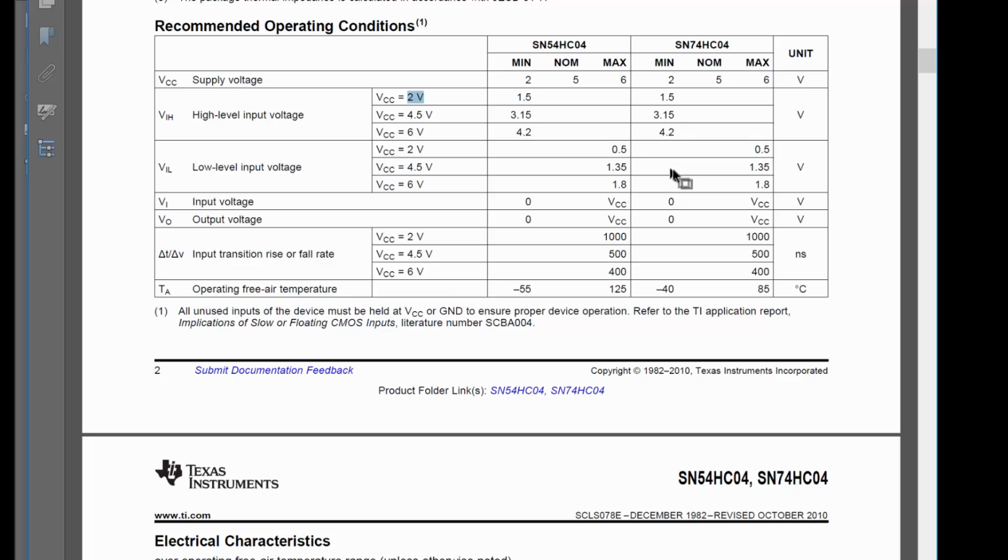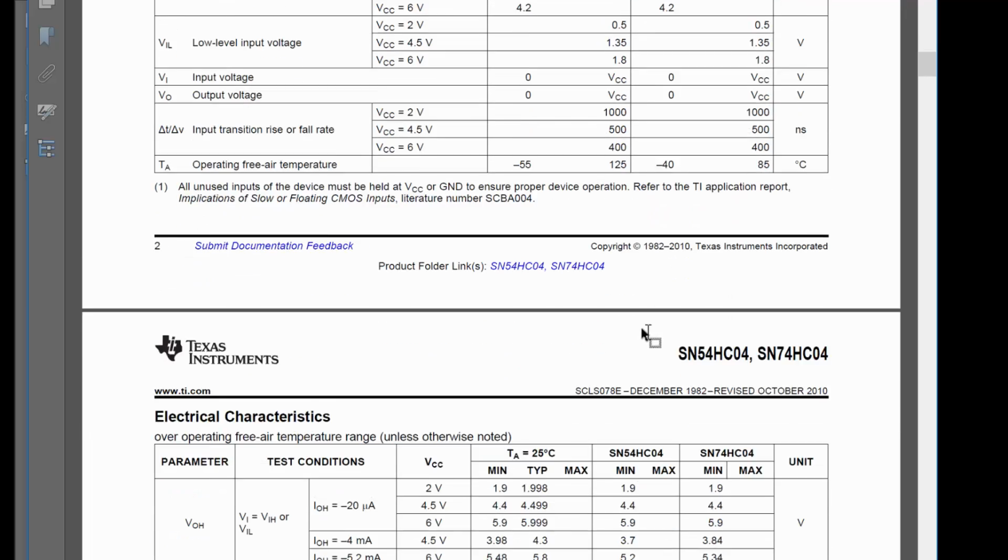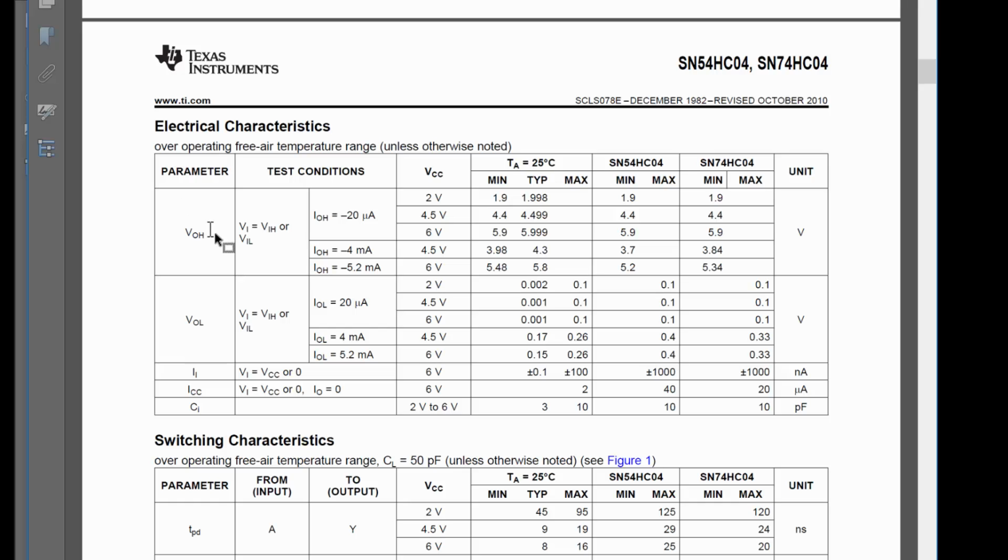And then for the low, the highest that the logic low could be is somewhere in between 1.35 and 0.5. So the first thing you want to do is draw out a little interpolation graph and take a stab at what those numbers are. And then for the output, the same thing.